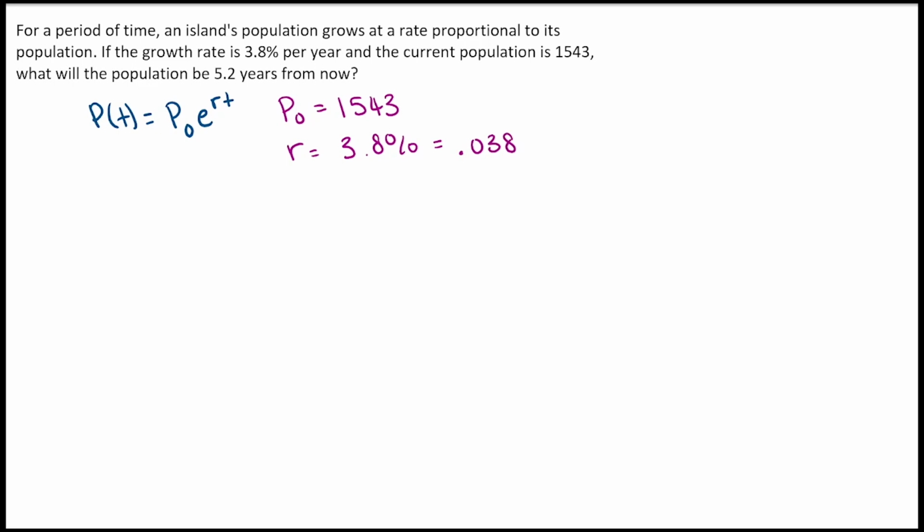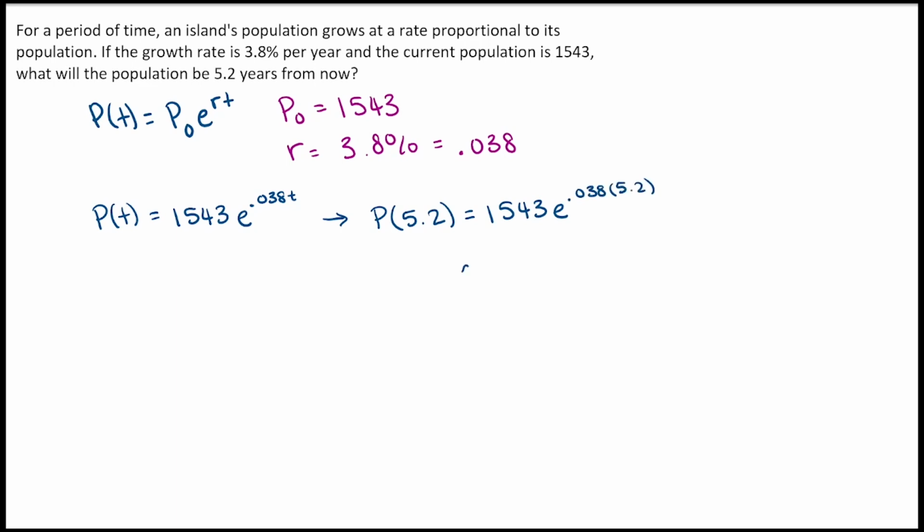So we know that our growth expression is P of t equals 1,543 times e raised to the 0.038t power. If we plug in 5.2, we're going to get P of 5.2 equals 1,543 times e raised to the 0.038 times 5.2 power. And plugging this into our calculator gives us approximately 1,880 people in 5.2 years.